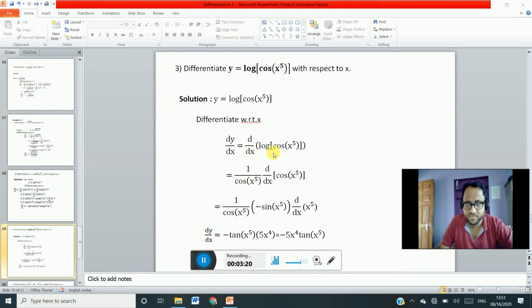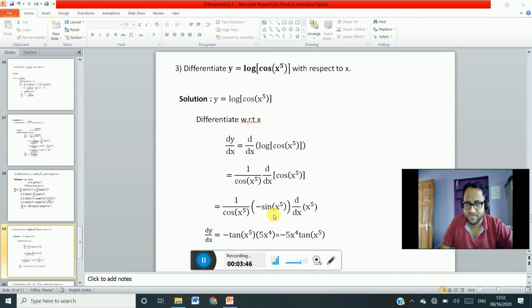So derivative of log is 1 upon cos x to the power 5 into derivative of cos x to the power 5. Then what do we see? Cos. So derivative of cos is minus sin. So derivative of cos x to the power 5 is minus sin x to the power 5. Here it is the same, right? 1 upon cos x to the power 5, and derivative of cos is minus sin x to the power 5, and into derivative of x to the power 5.